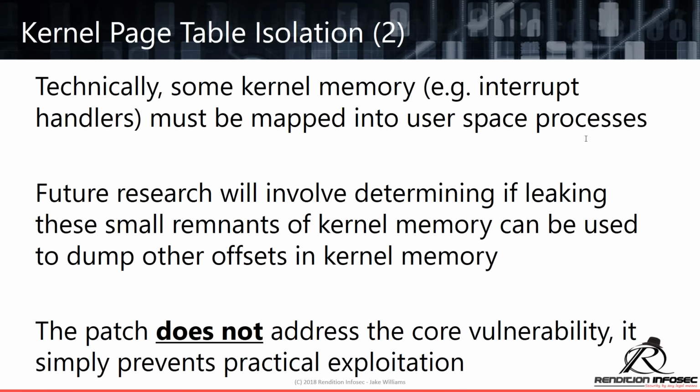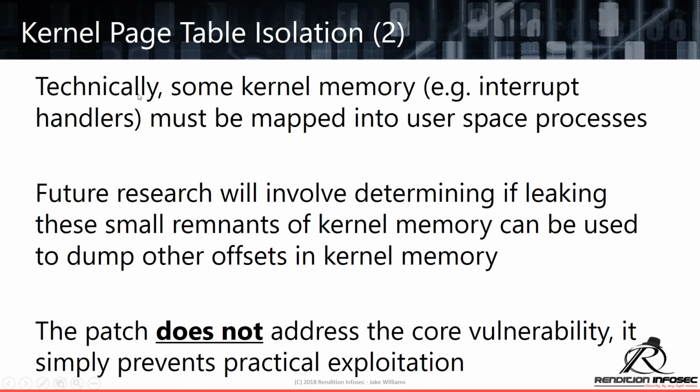So I have to be very clear. This KPTI and Kaiser thing does not address the core vulnerability, and it's an important thing to recognize. Now, Intel has some patches here that probably will address the core vulnerability. KPTI does not. It does prevent practical exploitation in the way we talked about here. The kernel space addresses are just not mapped anymore. There's nothing to look at, or I say nothing, except for the interrupt handlers.